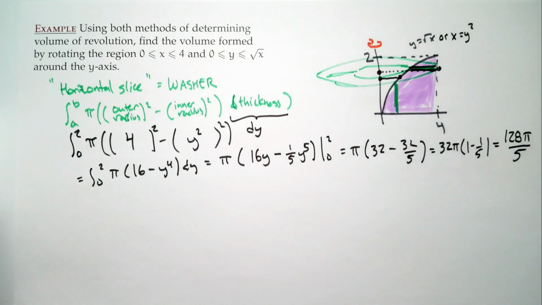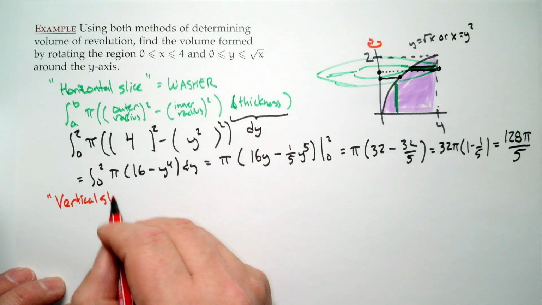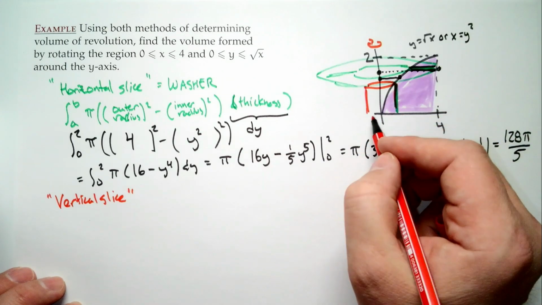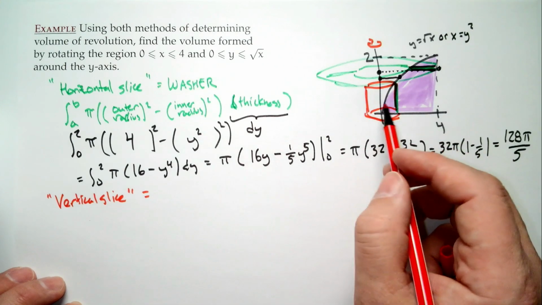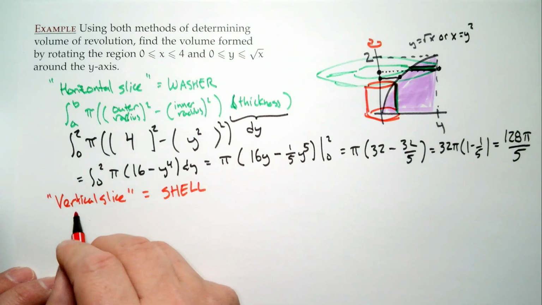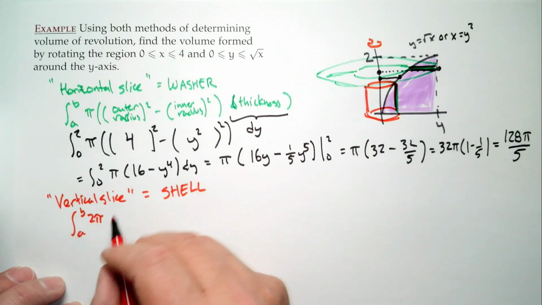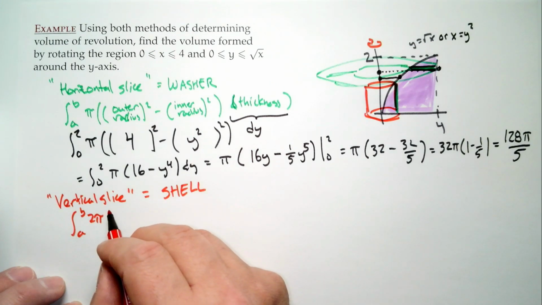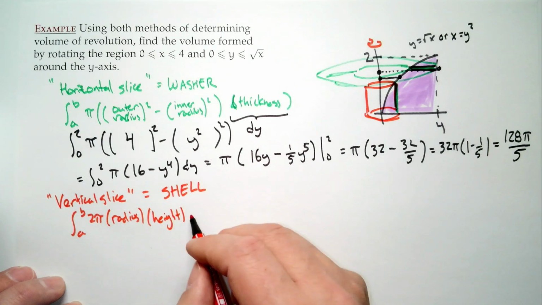Now, we have to do it the other way. So we're going to do our little vertical slice. Okay, so that's this part down here. We spin it. What shape do we form? It's a shell. So, the formula for shell, integral a to b, 2 pi, and then it's the radius, height, thickness.